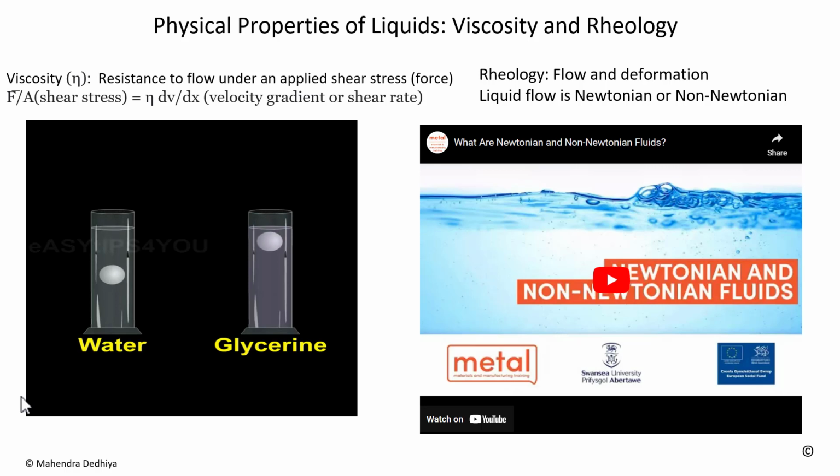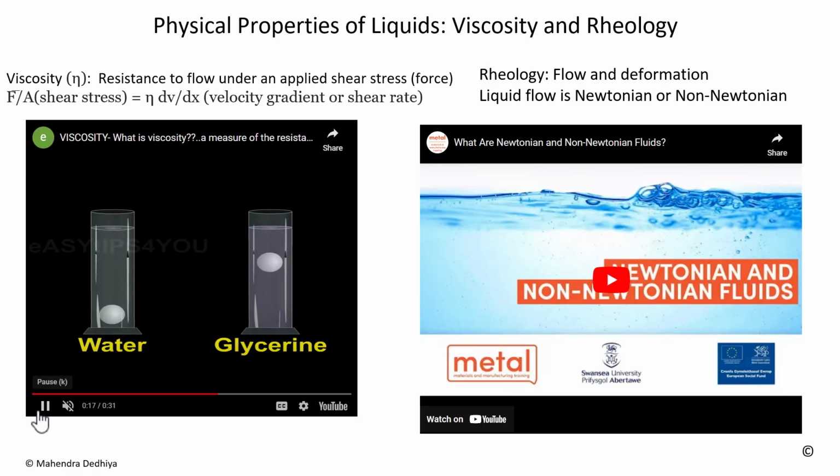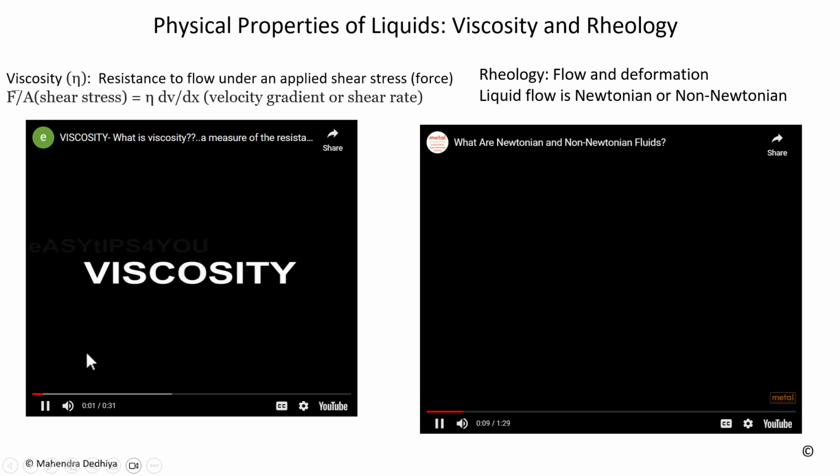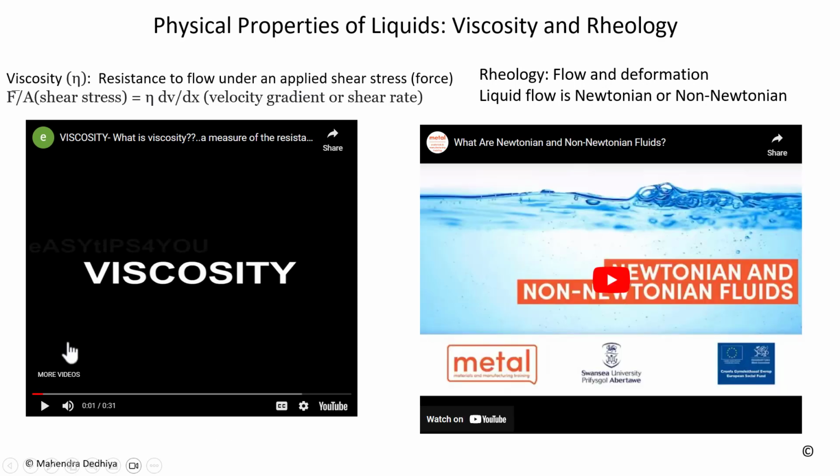And as you can see, the lead ball moves much faster in water compared to glycerin, indicating that glycerin is more viscous than water. It requires more force to move glycerin. Essentially, with an identical lead ball, the ball in water drops faster compared to glycerin.